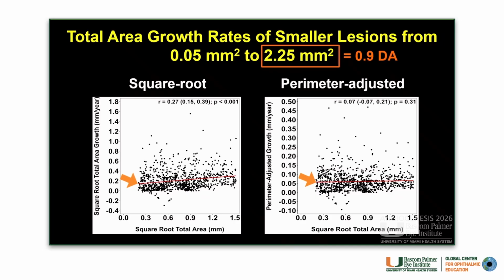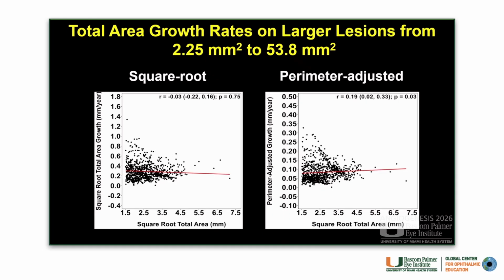And here you can see that for lesions smaller than 2.25 millimeters square, or 1.5 millimeters, which is the square root of 2.25, the perimeter adjusted strategy performed best at decreasing the dependence on the baseline lesion size. This is likely due to lesions under this cutoff being more multifocal and less circular, characteristics that the perimeter adjusted strategy controls for. On the contrary, for lesions larger than 2.25 millimeters square, or 1.5 millimeters, the square root transformation performs the best at decreasing such dependence.